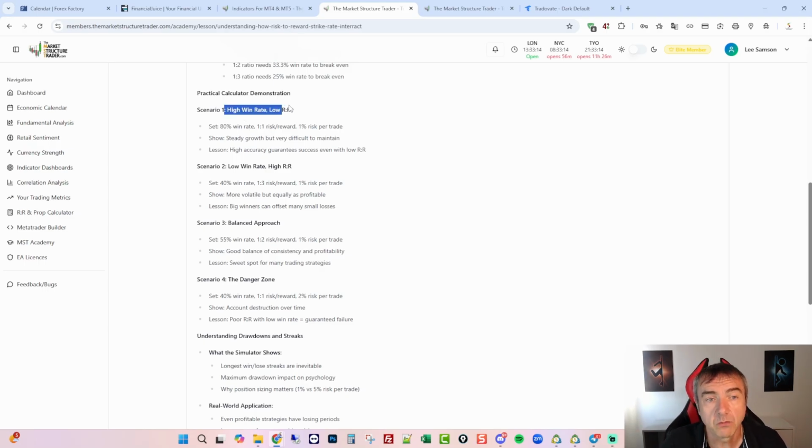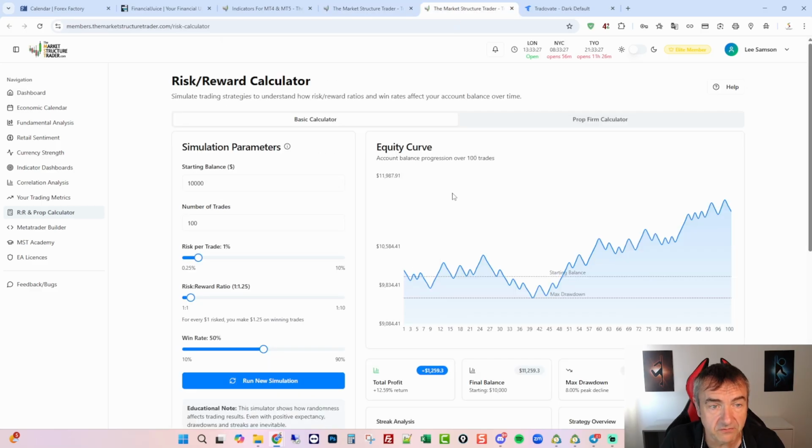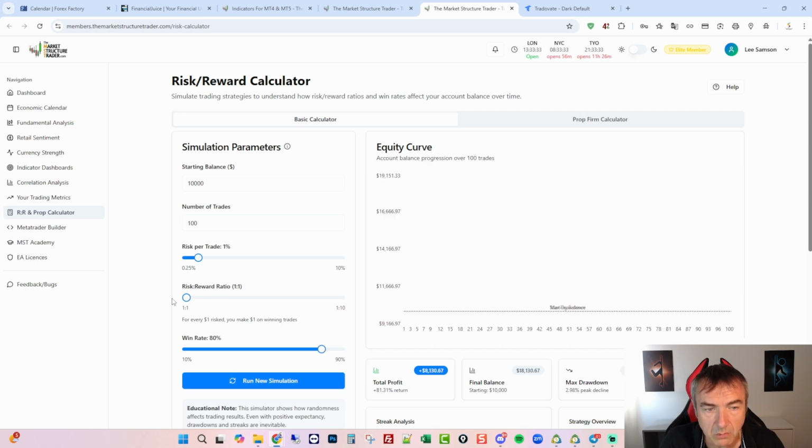So scenario one we have here is a high win rate, low risk reward strategy. We're going to use an 80% win rate, a 1-to-1 risk reward, and we're going to risk 1% per trade. So let's go over to the calculator and put that in. We'll move up to an 80% strike rate with a 1-to-1 risk reward, and we've got our 1% there. As you can see, we're making $8,000, which is fantastic.